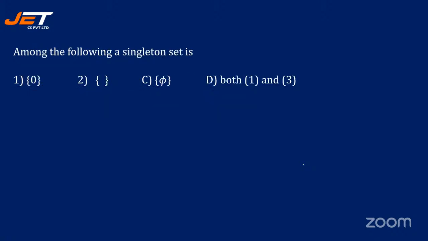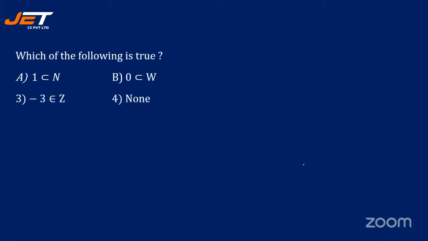Yes. Among the following, a singleton set is dash. So it is both 1 and 3. All right, so it should be both 1 and 3. See the next question. Which of the following is true? 1 is a subset of N, 0 is a subset of W, minus 3 is an element of Z, or is it none? So which is true? Minus 3 is an element of Z.